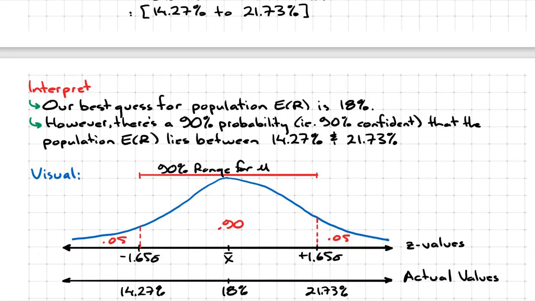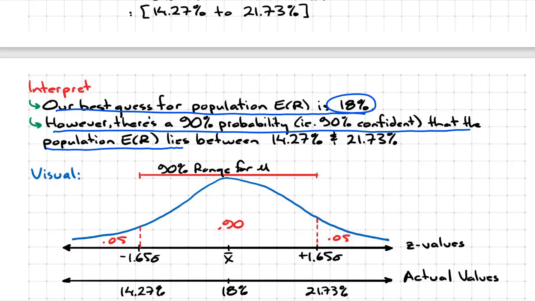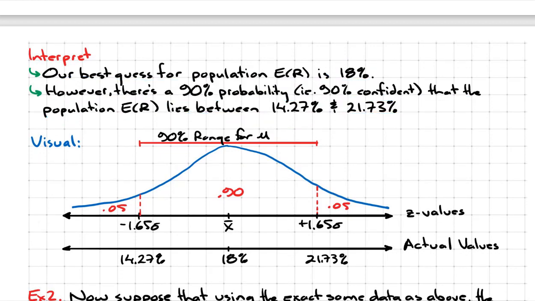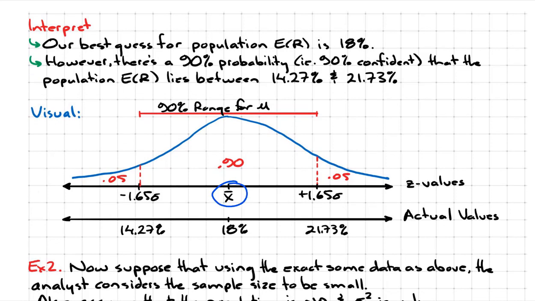So just a little more elaboration. Our best guess for population average is our sample average. However, there's 90% probability, in other words, 90% confident, that the population return or expected return or average return lies between those two numbers. And here's a visual depiction of what a confidence interval looks like. So here's our estimate. That's our point estimate. That's our best guess for population average. And since we were using z-values, if you need to cover a 90% range, you need to go plus and minus 1.65 standard errors on either side.